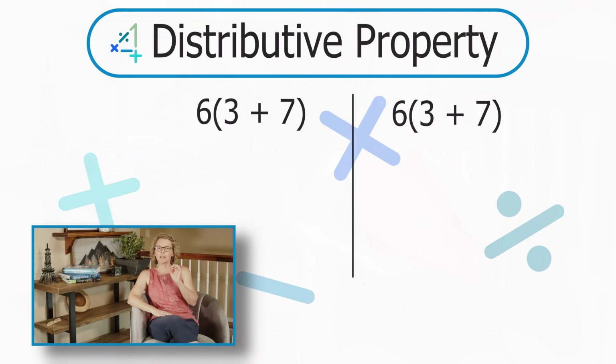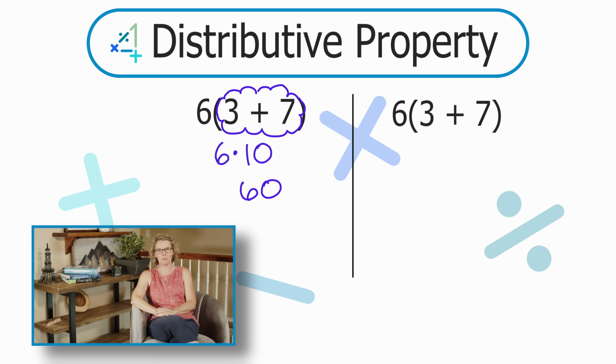To show you how this works, we will solve 6 times (3 plus 7) two ways. First, using our order of operations, we will need to do what's inside the parentheses first. 3 plus 7 equals 10. Now, there's invisible multiplication in between the 6 and the parentheses, so we'll multiply 6 times 10 for an answer of 60. That wasn't so bad.